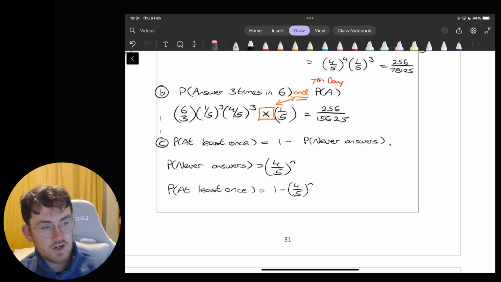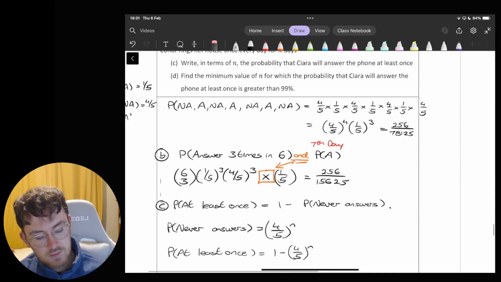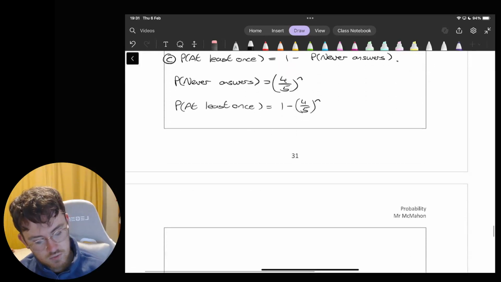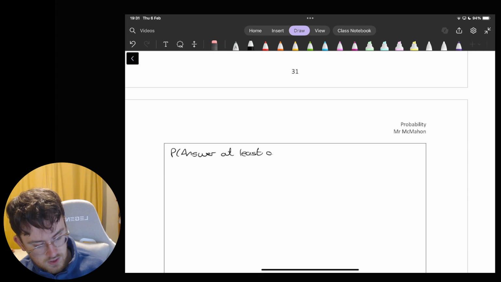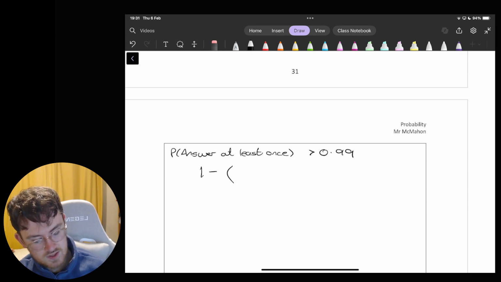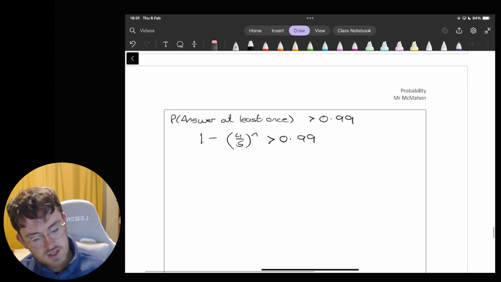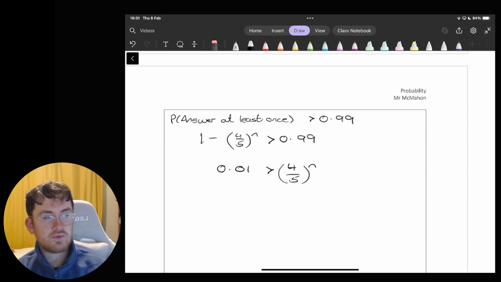Continuing into the next part of the question here, we're told to find the minimum value of n for which the probability she will answer at least once is greater than 99%. So we're being told here the probability that she answers at least once needs to be greater than 0.99. So we've already worked out that this is 1 minus 4 over 5 to the power of n, and we need this to be greater than 0.99. So let's do a little bit of work here. I'm going to kind of swap sides a little bit. So 0.01 is equal to 4 over 5 to the power of n. Okay, so 4 over 5 to the power of n is less than 0.01.